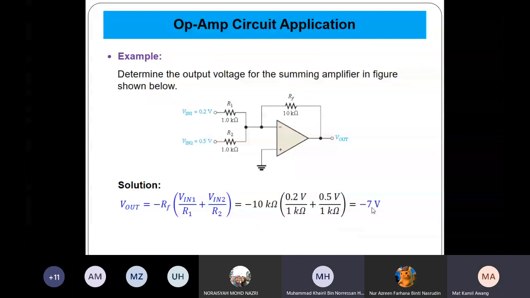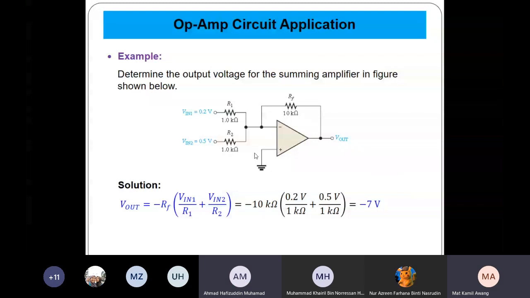Examples of the summing amplifier. Now, since it's a bit more difficult, I give an example. Determine the output voltage for the summing amplifier in the figure below. So you have two inputs, Vin1 and Vin2. Vin1 is 0.2 volt, Vin2 is 0.5 volt, and in the circuit R1 is 1 kilo ohm, R2 is 1 kilo ohm, and RF is 10 kilo ohm. Find the output.